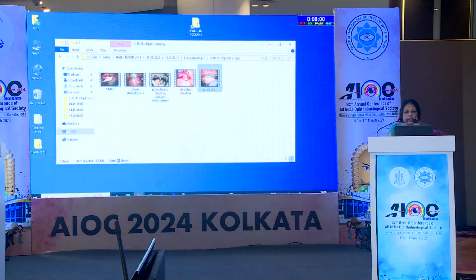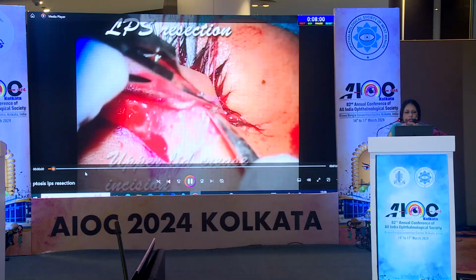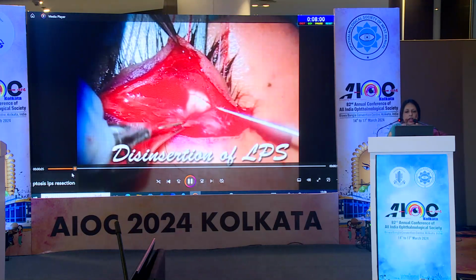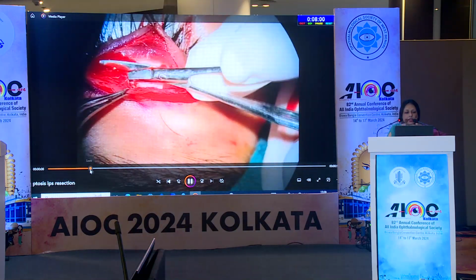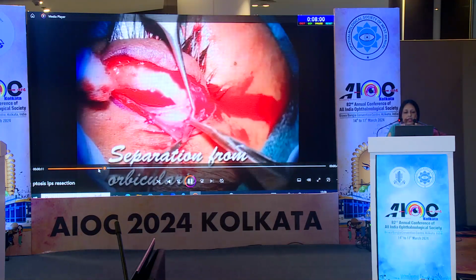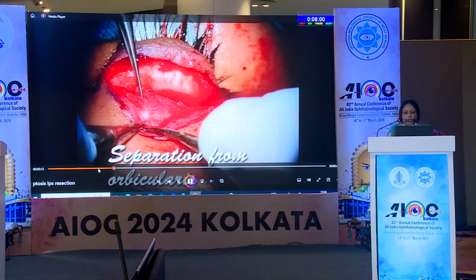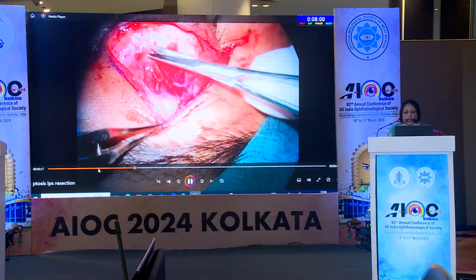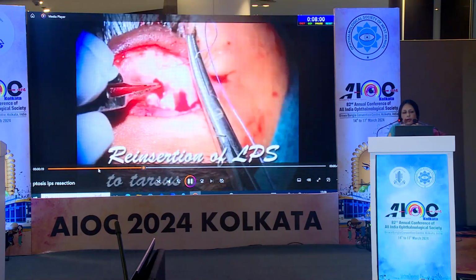So these are the main points. LPS resection is more or less similar. I'll just rush it fast. This is similar, just the LPS is disinserted from the tarsus. And now instead of frontalis, here you can see once the LPS is mobilized, depending on how much you want to do the resection. So if it is a small resection, it's usually 10 millimeter. If you want to go for larger, it would be about 14 millimeter.